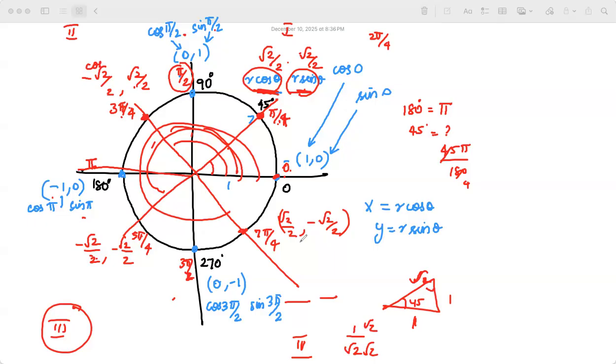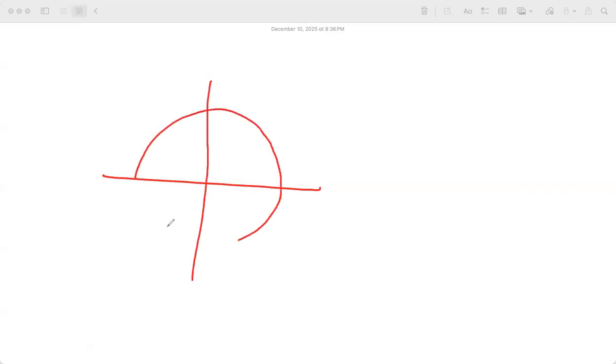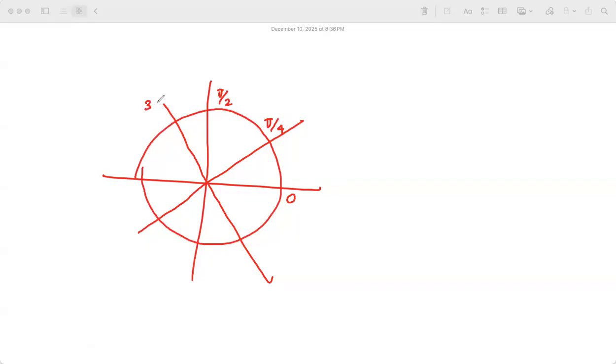Okay, now let's go ahead. A cleaner output for those 45 degrees alone would be this: 0, pi by 4, this would be pi by 2, this would be 3 pi by 4, this would be pi, this would be 5 pi by 4, this would be 6 pi by 4, and I will write it out like this, 7 pi by 4.